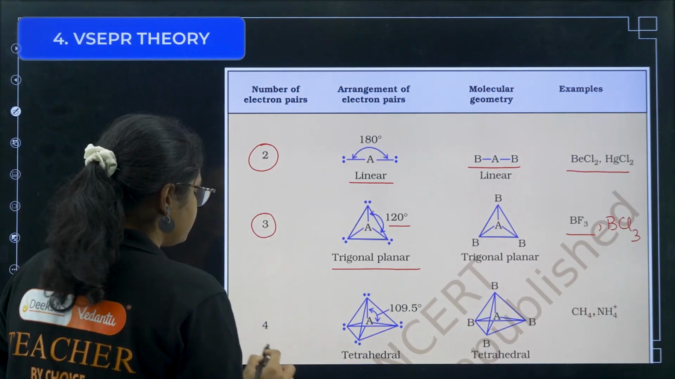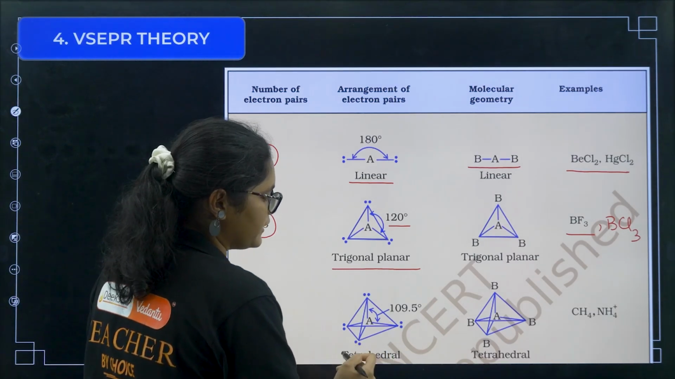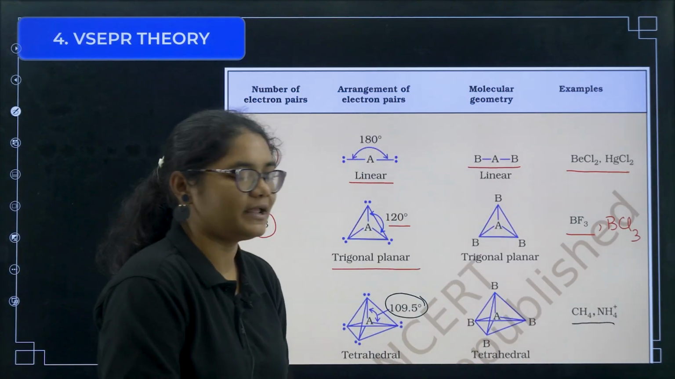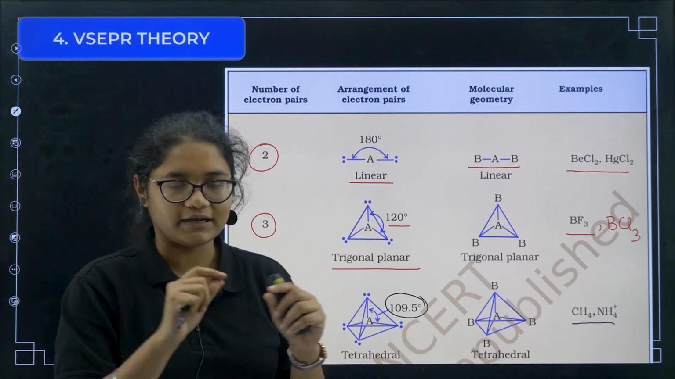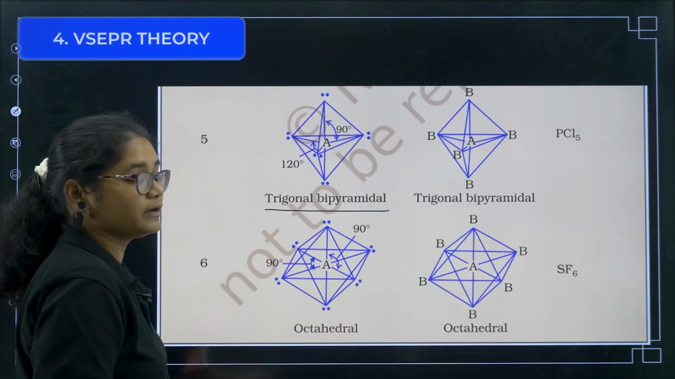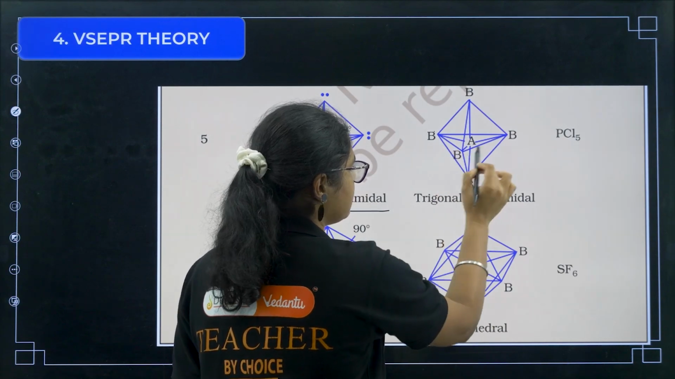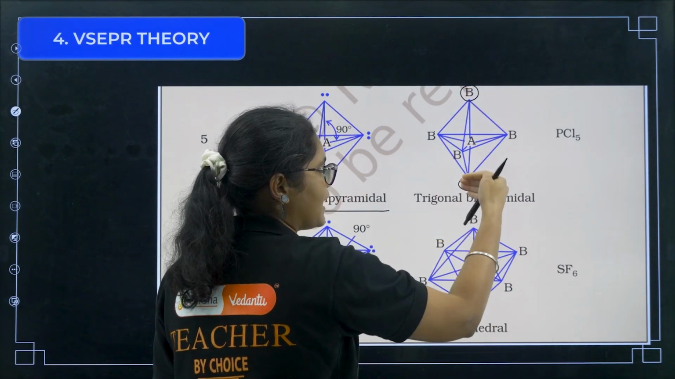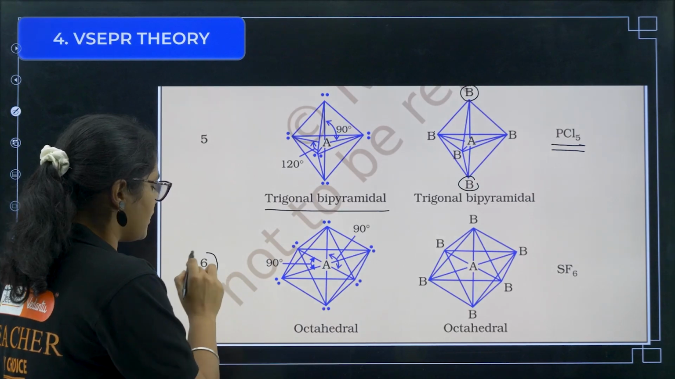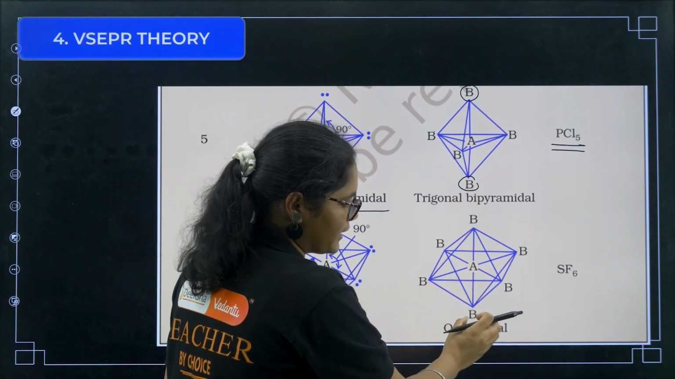Next, if there are 4 electron pairs, meaning 4 bonds, they arrange themselves in tetrahedral geometry. The bond angle here is 109.5 degrees, and the examples are CH4 and NH4 plus. Remember, for 2 it is linear, for 3 trigonal planar, and for 4 tetrahedral. Now if we see 5 electron pairs, the shape is trigonal bipyramidal. There is one triangle, and then 3 B's are in one plane, and the 4th and 5th B are in the upper and lower positions. The example is PCl5. Now if you consider 6 electron pairs, we have a shape called octahedral, in which 4 are in one plane, then the 5th one above and the 6th one below.